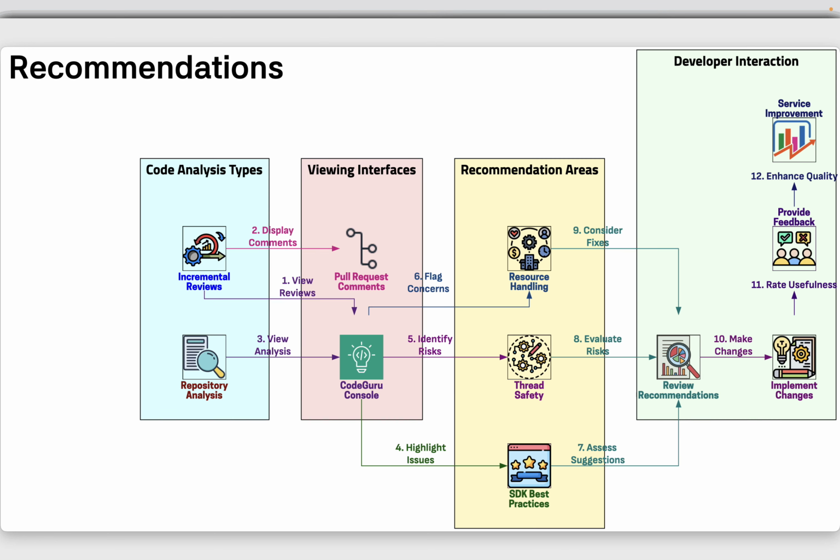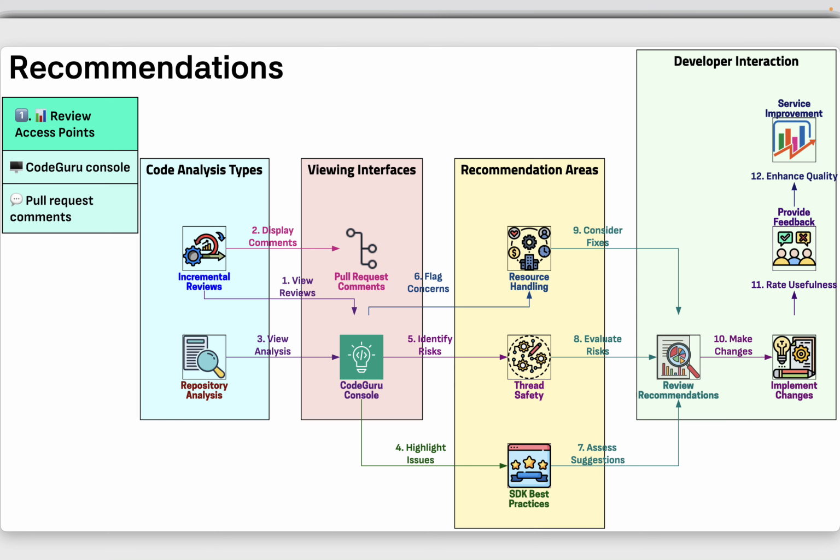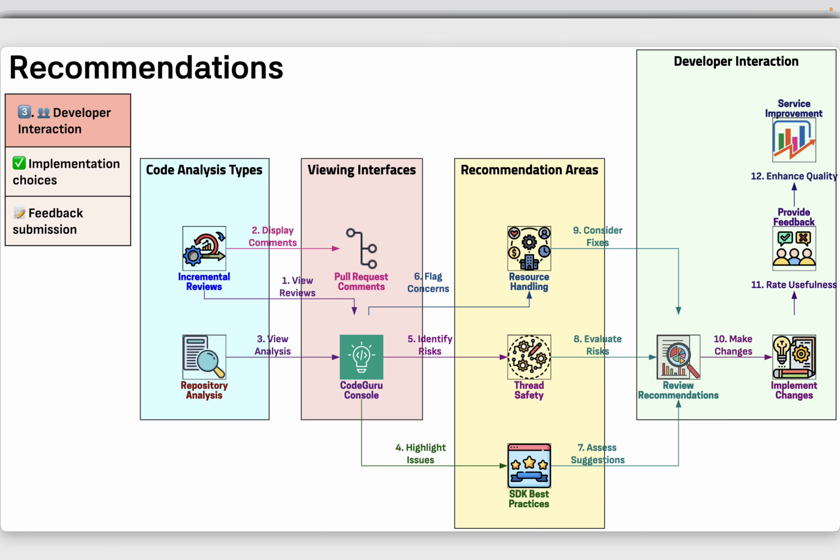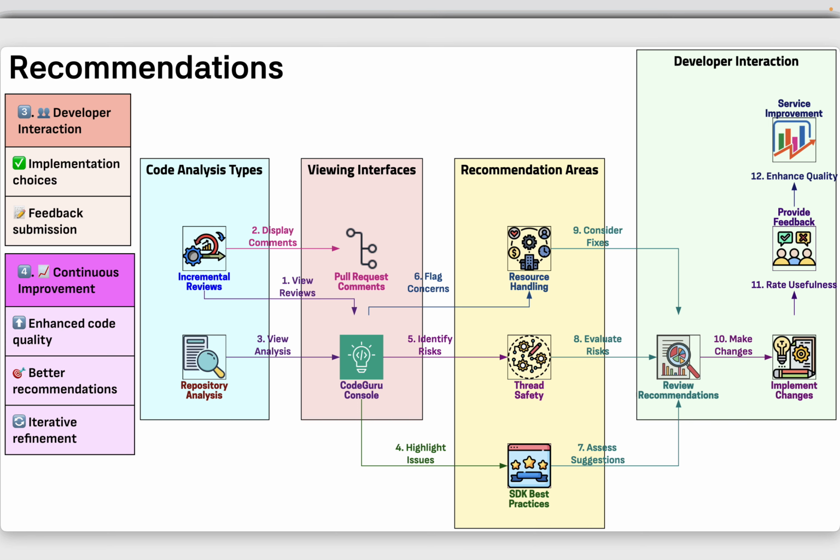So recommendations from code reviews can be viewed in the CodeGuru Reviewer console and also as pull request comments. So the service reviews cover both incremental code changes and full repository analysis. Developers can decide how to use recommendations and provide feedback on their usefulness. Developer feedback helps improve code quality and makes CodeGuru Reviewer's future recommendations more effective.